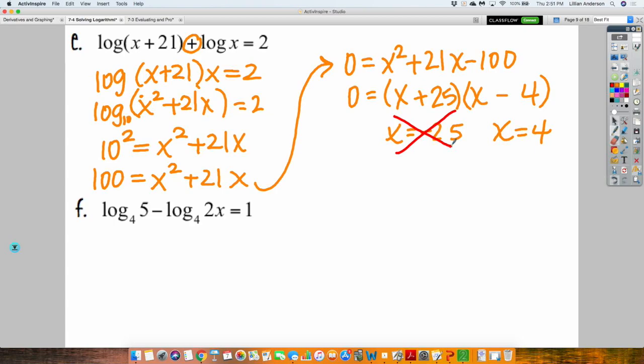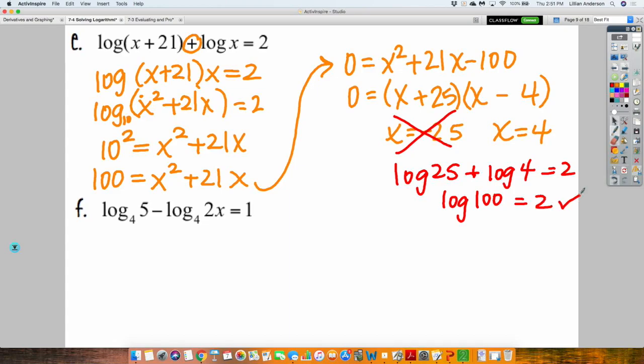What's 4 plus 21? 25. So I have a log 25 plus a log 4, and that's supposed to equal 2. Condense this. Addition means what? So this becomes log of 100, and just like before, we literally did one just like this. This is equal to 2. So only 4 is my answer.